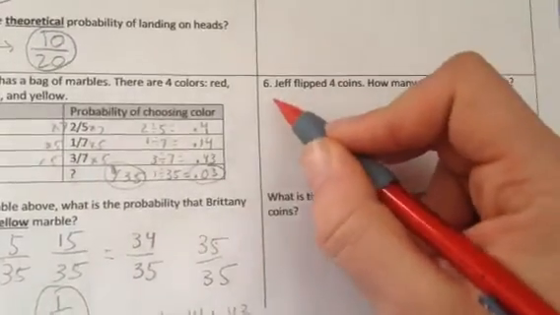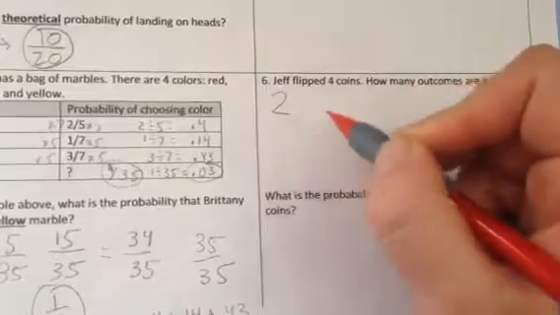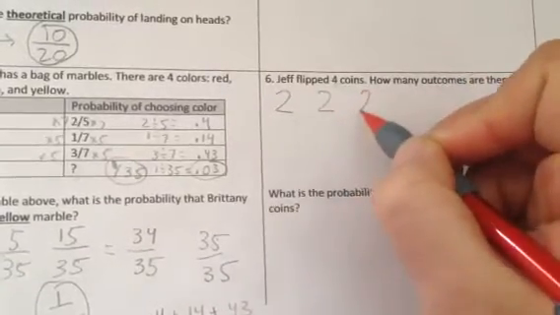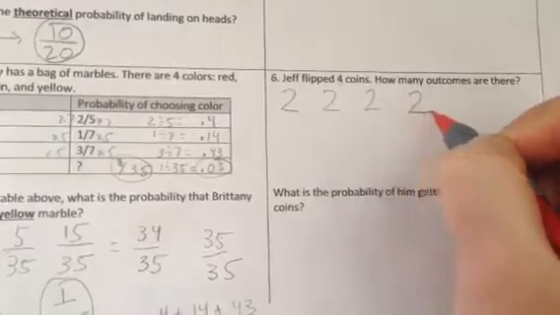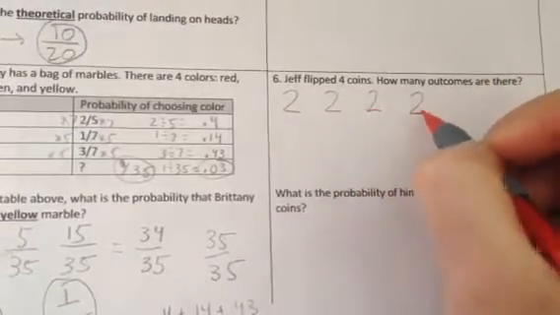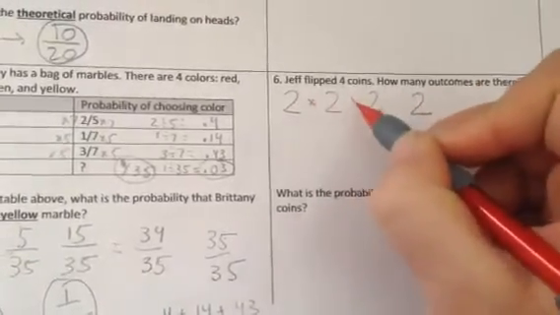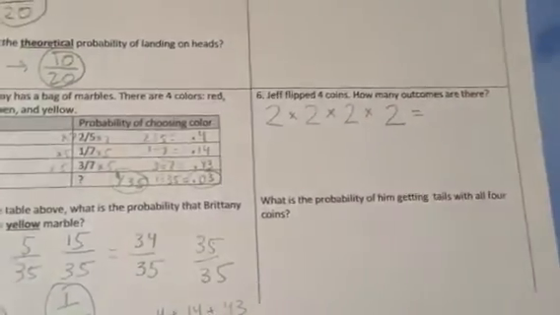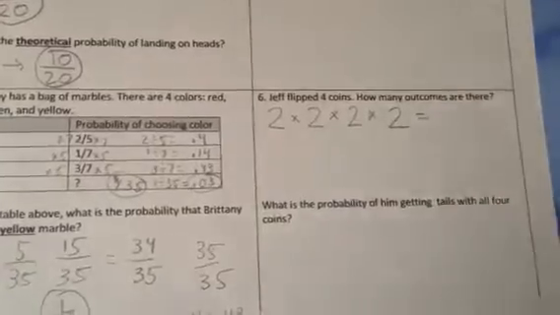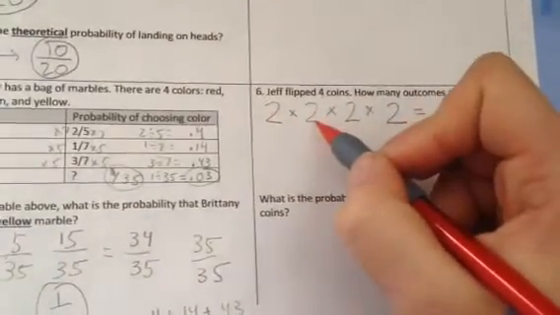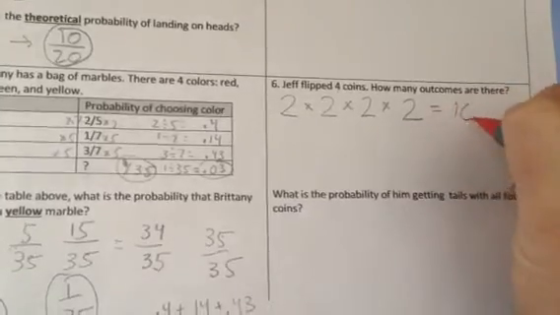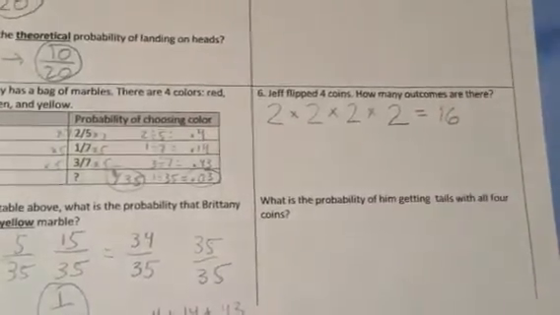So coin 1, there's just heads or tails, so there's 2 outcomes. Coin 2, 2 outcomes. Coin 3 and coin 4 are the same. You get the pattern. So now that we know the total number of outcomes for each one, we're then just simply multiplying these outcomes. That should sound familiar because we've done this multiple times for different types of probabilities. So 2 times 2 is 4, times 2 is 8, times 2 is 16. So there are a total of 16 outcomes.